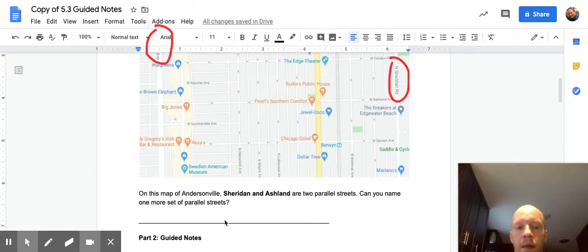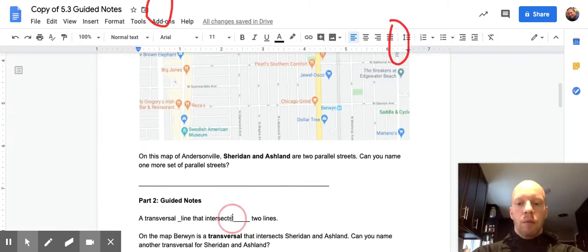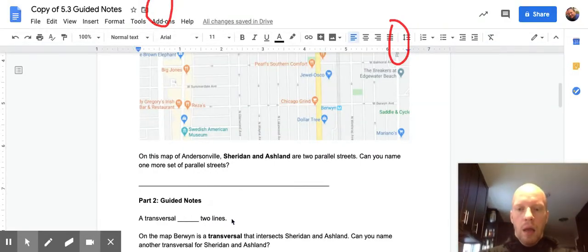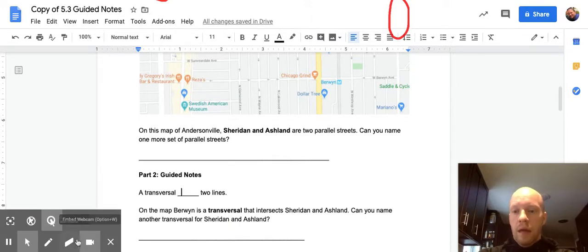Okay, so I hope you have filled this part out. Now we're going to move into the guided notes part. I'm going to be filling this out with you, and as we go along, I expect you to also be filling this out on your document. So we're going to bring in a transversal. A transversal is a line that intersects two lines.